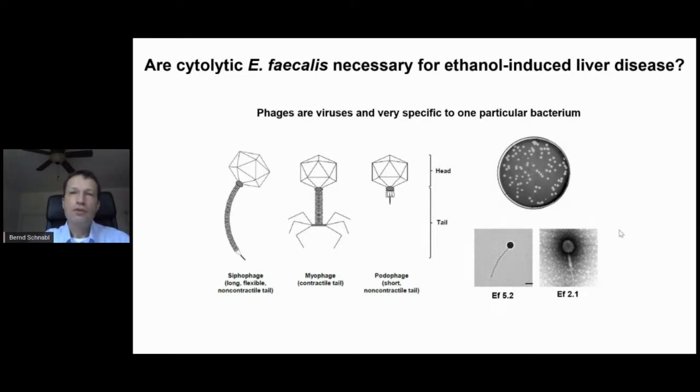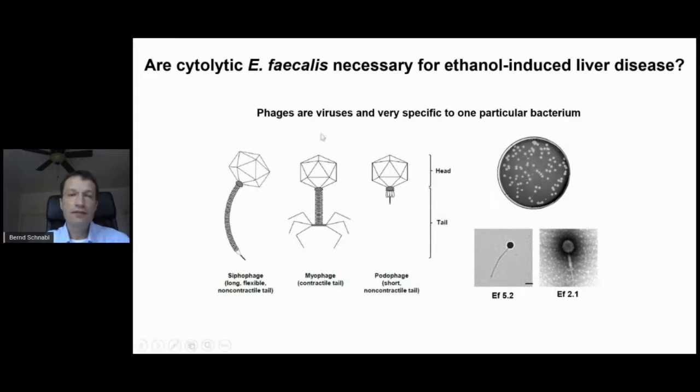Now, to demonstrate that cytolysin is in fact necessary for the disease, we have to specifically eliminate cytolysin, or in our case, we have to eliminate the cytolysin-producing Enterococcus faecalis. And to do this, we turned our attention to bacteriophages. So phages are viruses, very small viruses that are very specific to one particular bacterium.